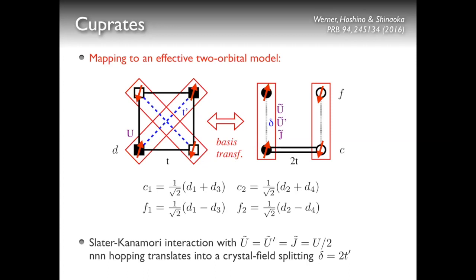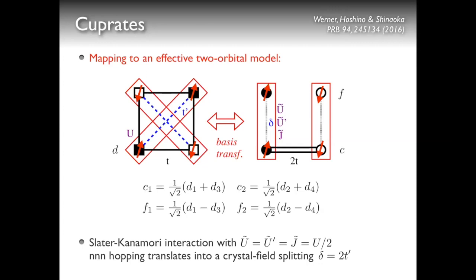But what I propose to do is the following. Let's look at the plaquette of 4 sites. That's the smallest entity that is used in cluster DMFT calculations, and also the smallest system that can support the D-wave superconducting solution. And then let's do a bonding-antibonding transformation along the diagonals of this plaquette. This will introduce new orbitals, which I call C and F. And it will map the plaquette to a 2-site 2-orbital model with these orbitals C and F.